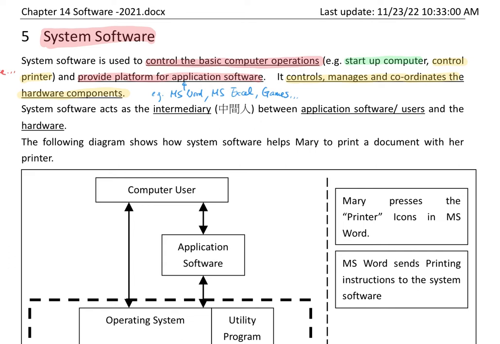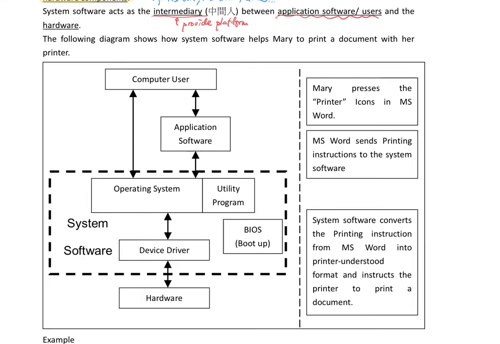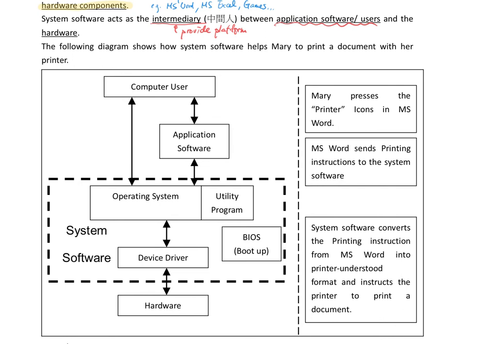So here we say that the system software is an intermediate between you and the application software. It is an intermediate that provides a platform for you to run or use the application software. So here is a diagram. We'll use an example to explain how the system software works.